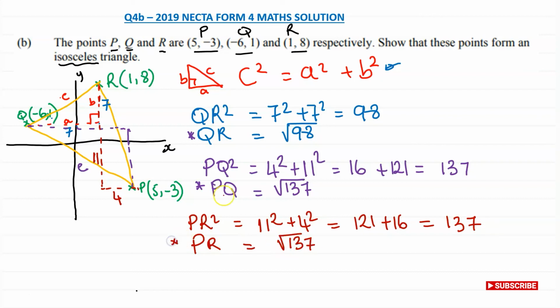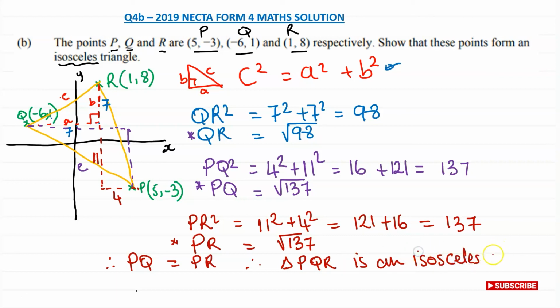Now I can see that PQ and PR are the same. So therefore PQ is equal to PR, and therefore triangle PQR is an isosceles triangle.